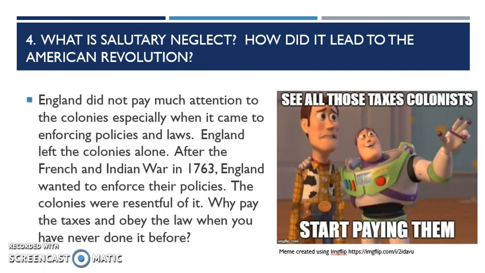The next question, question 4, is what is salutary neglect and how did it lead to the American Revolution? So salutary neglect is England not paying much attention to the colonies. They really don't do a whole lot with them. They're not enforcing their policies and laws. They have all kinds of laws, but nobody's really enforcing them. So the colonies do whatever they want to do, and England's just doing what it wants to do.